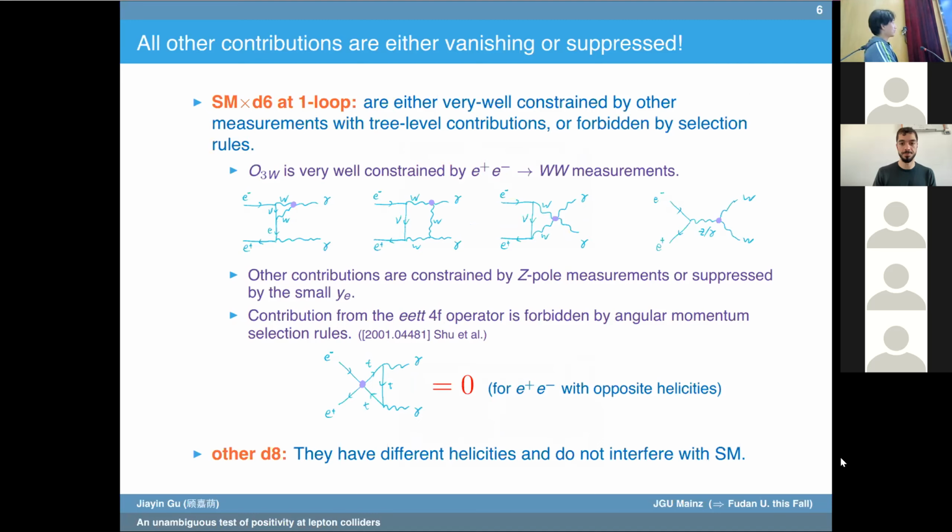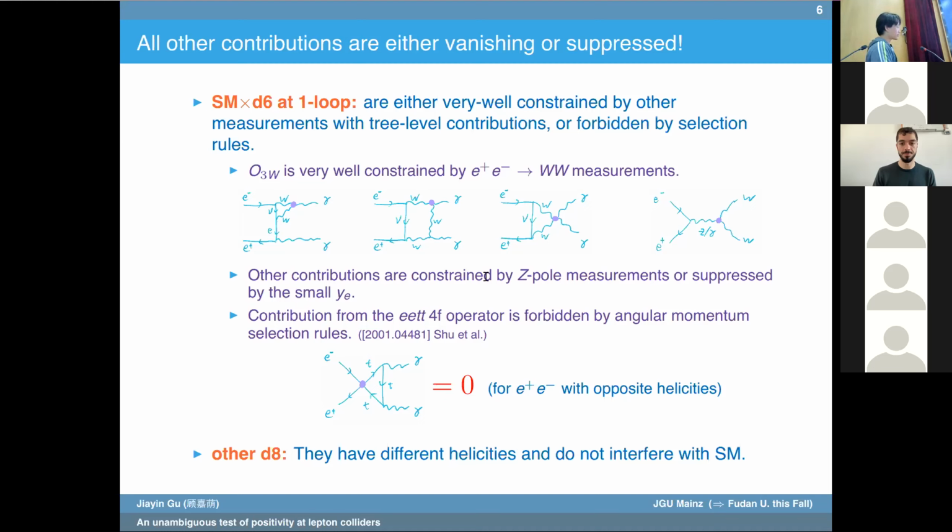So one example is this O_CW operator. It can contribute to the diphoton process at one loop level, but it also contributes to the 2W final states at tree level. So basically, if we can measure this, we can also measure this. And this actually has a larger cross section, and it contributes at tree level. Once we measure this and this operator is constrained well enough, then basically we can ignore its one loop contribution to the diphoton process. And this argument applies to a large set of operators. Some of them are very well constrained by Z-pole measurements. Some are suppressed by the small electron Yukawa or mass.